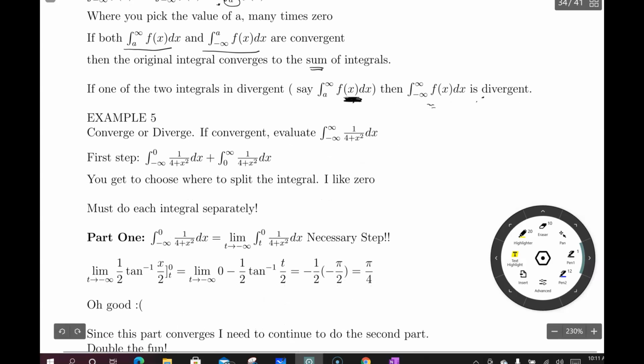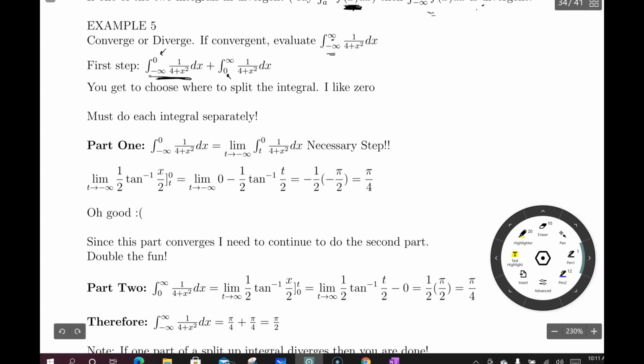All right, so here is an example. So here's negative infinity to infinity. Your first step is to break it up at some number, and I'm going to choose 0. You get to choose whatever number you like. I like 0. Okay, so we have to do them separately. I chose this as part 1. You don't need to label it anything, but you just need to show I'm starting with this one. You cannot do them both at the same time beside each other. So you have to do them separately.